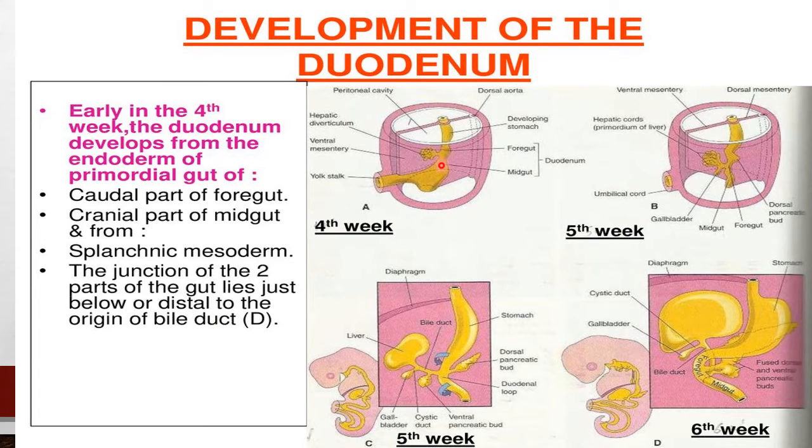So definitely I would like to mention here that the duodenum is going to receive blood from the branches of the celiac trunk as well as from the branches of the superior mesenteric artery. The portion which is derived from the foregut receives its blood supply from the celiac trunk, and the portion distal to the hepatic diverticulum, where there is the opening of the bile duct, the rest of the duodenum receives its blood supply from the branches of superior mesenteric artery.